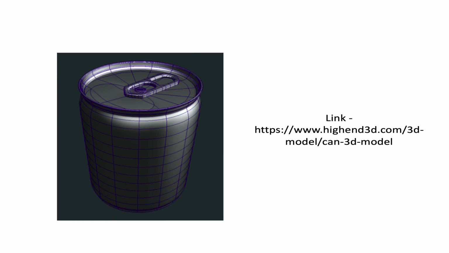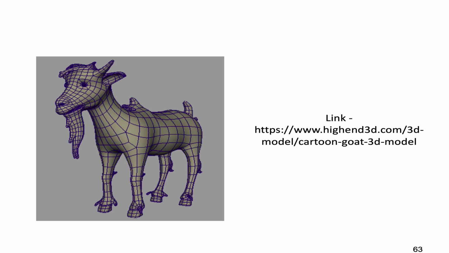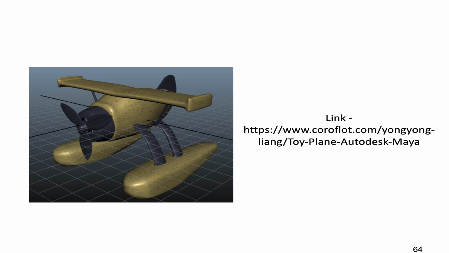So let's come to part 2, which is design examples. You can see this is a can, where in the top and also in the body you can see some surfaces. Also this is a goat, which also has many surfaces. Here you can see surfaces in the head, in the body, and also the legs. And here is an airplane, a toy plane, which also has some surface curves in its body.